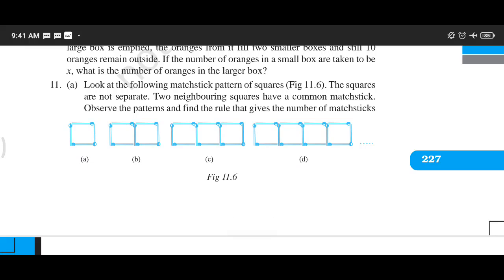In question number 11, first part, look at the following matchstick patterns of squares. The squares are not separate. In part A you can see 1 square, in B 2 squares, in C 3 squares, in D 4 squares. And the number of matchsticks used, with one common matchstick: in A only 4, in B 7, in C 11, and in D 15 matchsticks are used. Now we are required to find the rule for this figure.